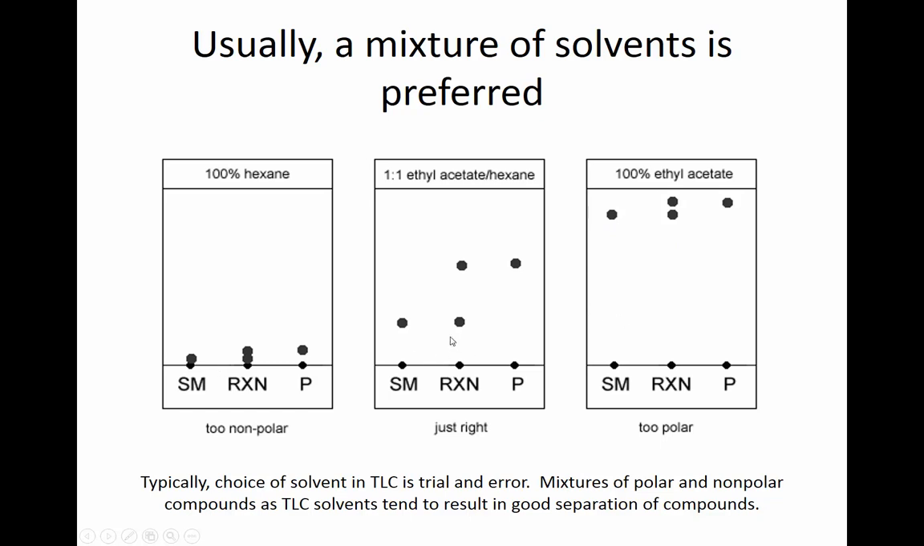A better thing to do is a mixture of the two, and you can see what a mixture of the two gets you: very good separation, where you can see the reactant, the product. And if you're looking at products of a reaction mixture, you can see, here's the reactant, here's the product. We can see reactant being turned into product. Good separation. We're using a one-to-one mixture of this non-polar and this more polar solvent here.